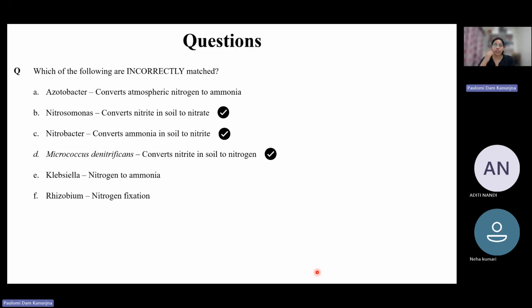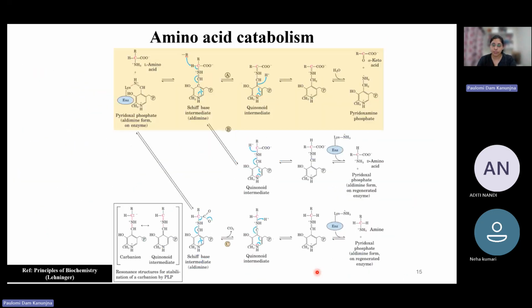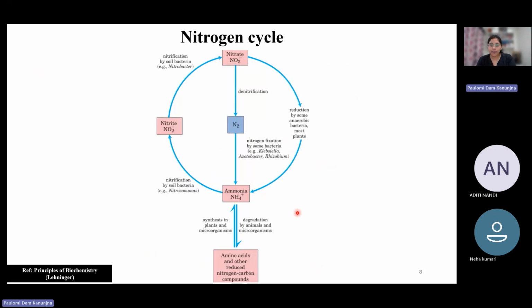Azotobacter is basically converting nitrogen to ammonia. Let me go back so that it becomes easier for you to understand. Yeah. So we have Azotobacter, which is converting the atmospheric nitrogen to ammonia, right? The second one was Nitrosomonas, and the option given was converting nitrite to nitrate. So B is incorrect because it converts ammonium to nitrite. Third was Nitrobacter, which was saying that it converts ammonia in soil to nitrite, not directly ammonia to nitrate. It's nitrite to nitrate. That's why it's incorrect.